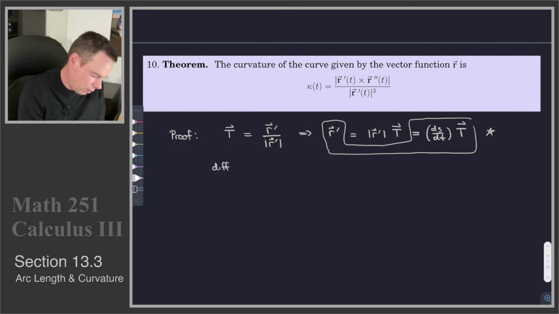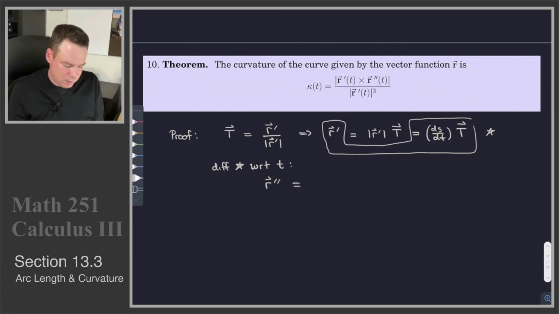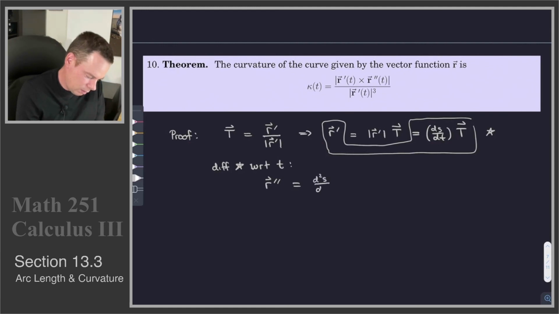can differentiate star again, and I'll differentiate it with respect to the variable t. So when I differentiate it, I get an r double prime. And the other side, it's a product of two things. It's a ds dt, whatever that function is, times capital T. So I'd use the product rule here. And I'd get d squared s dt squared times T plus the first function times the derivative of the second with respect to t. So we get that.